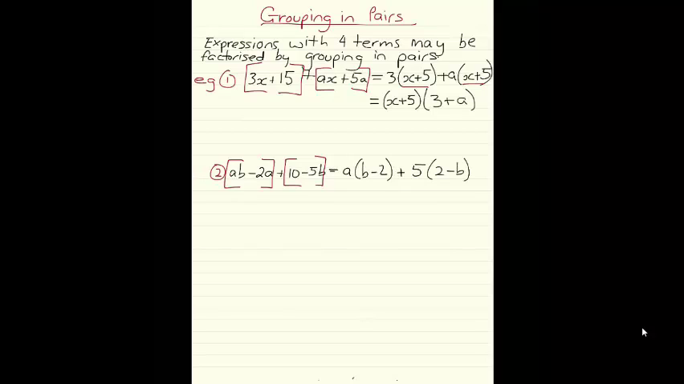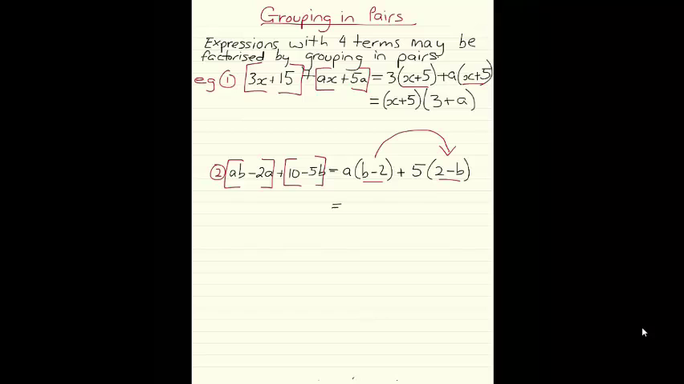So we've run into a little bit of a hurdle here because our common factors are not the same. However, one of them is just the negative of the other. b minus 2 is negative of 2 minus b. So what I'm going to do is multiply it by negative 1.